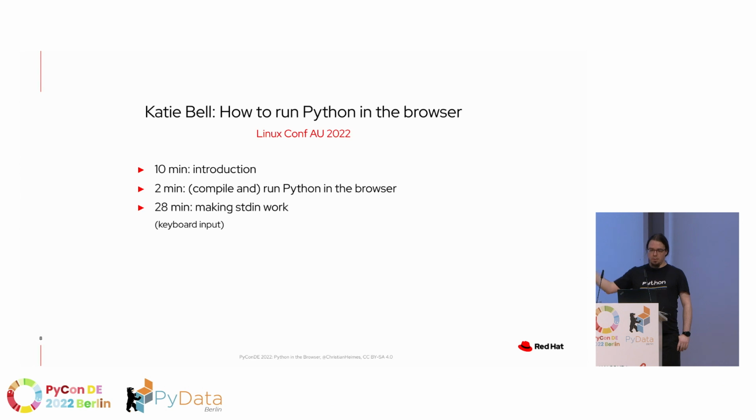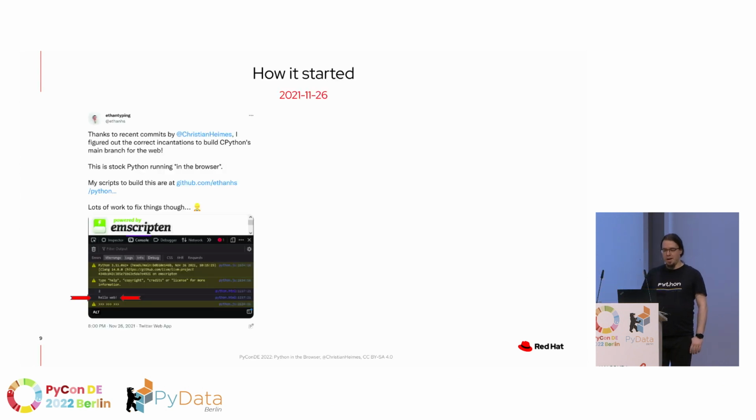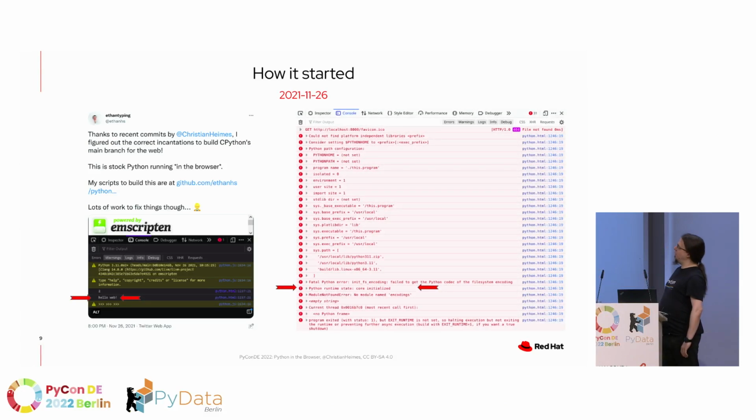Last year, in November, Ethan and I started to hack on Python in the browser in CPython, the core. This was the first attempt, end of November. We were hacking for a week or two on that, and he got it actually working, while I was still struggling with that output, which is actually lots of success.